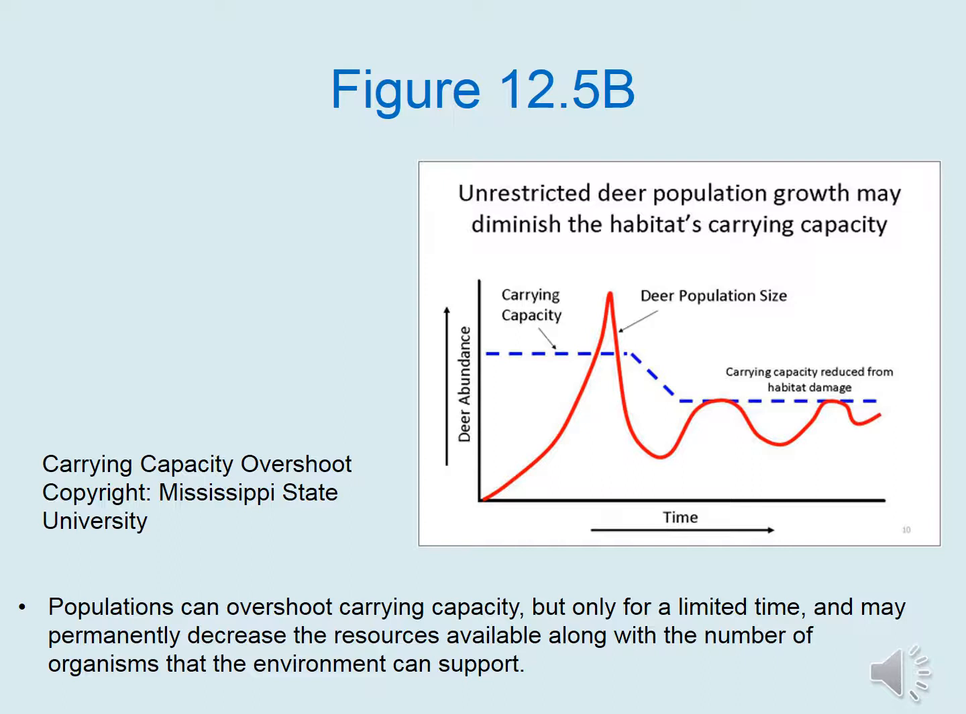There is a sharp spike in deer population size, which is followed by a marked decrease in the population size. This is due to the large number of deer feeding on trees and shrubs, which causes habitat damage. The carrying capacity is reduced from this habitat damage because there is not as much food for the deer to feed on. Due to the lower amount of food, this also leads to a permanent decrease in the population size of the deer.